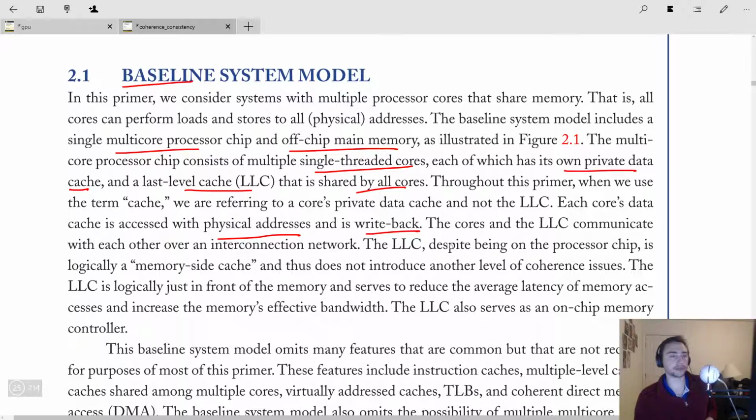The cores and the LLC communicate with each other over an interconnection network. The exact details of that don't matter, although understanding interconnection networks is a big part of ensuring coherence, but that's out of the scope of this series. Despite the LLC being on the processor chip, logically it's a memory-side cache, because everybody connects to the same cache. So it's essentially an extension of main memory.